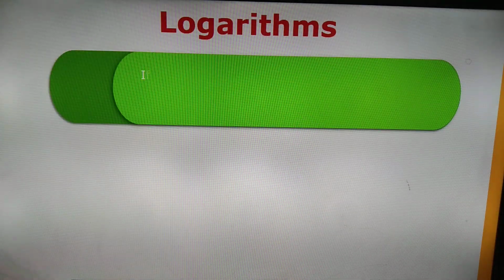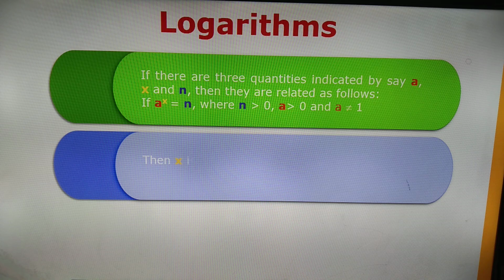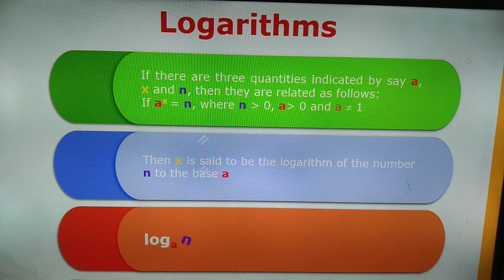What do you mean by logarithm? If there are three quantities indicated by say a, x and n, then they are related as follows. If a power x equal to n, where n is greater than 0, a is greater than 0 and a must be not equal to 1, then x is said to be logarithm of number n to the base a. Log n to the base a equal to x.